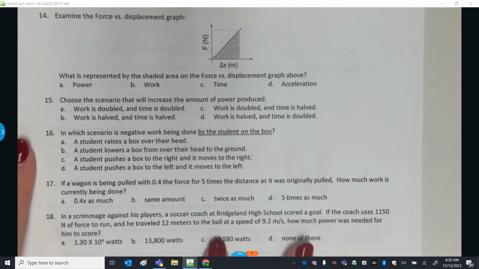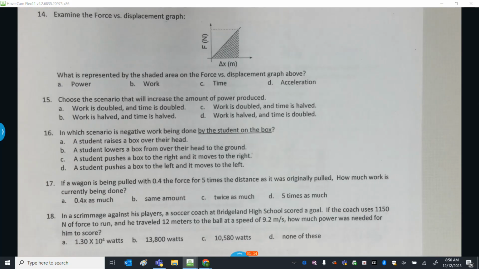You need to find this graph in order to find this question and see if you got it right, although I'm going to tell you right now you got it right. Nobody missed it in this class. It says, examine the force versus displacement graph. What is represented by the shaded area on the force versus displacement graph above? And again, we've already done this.